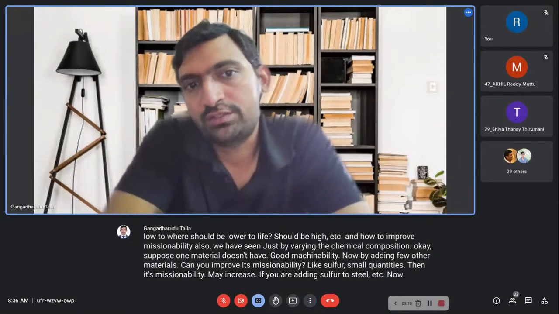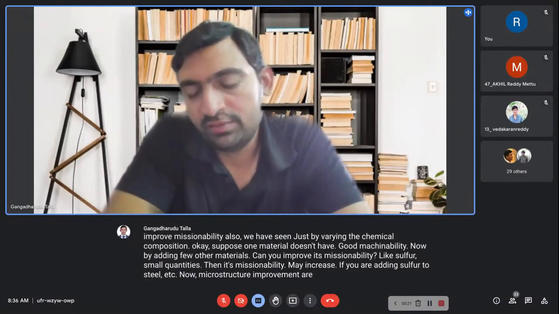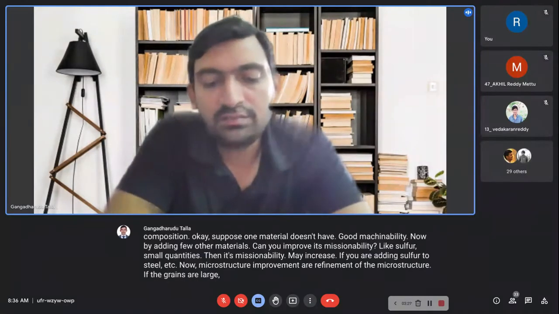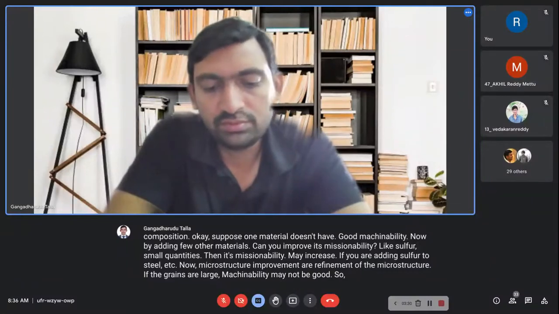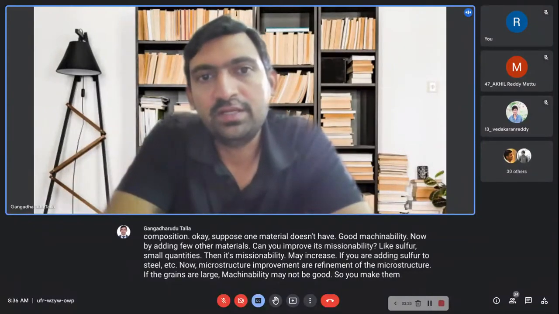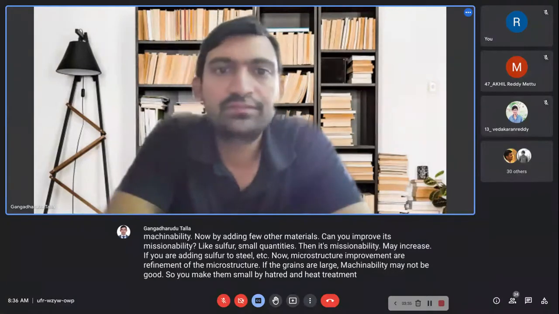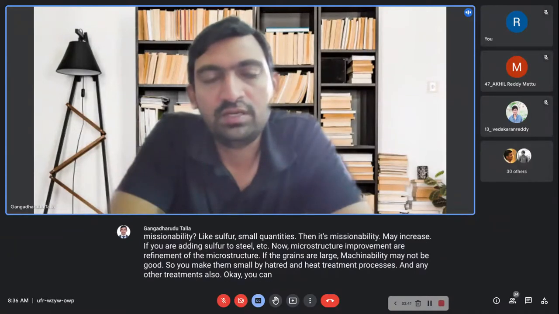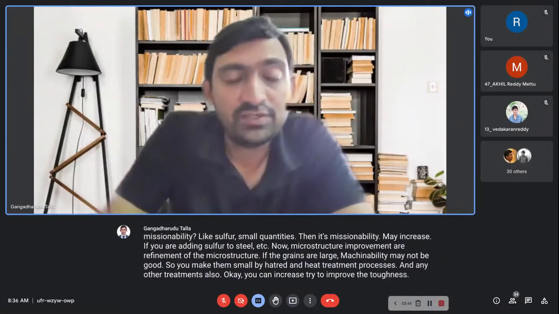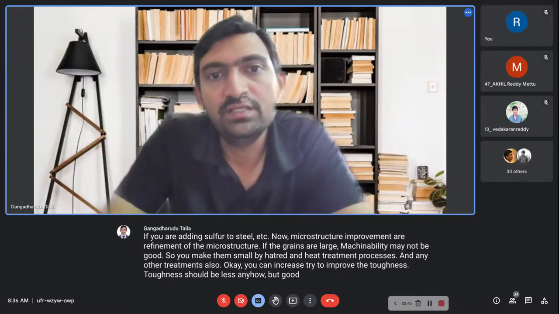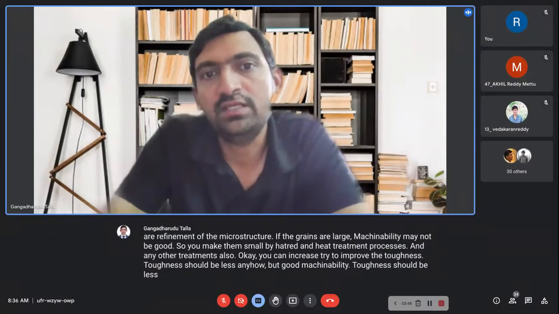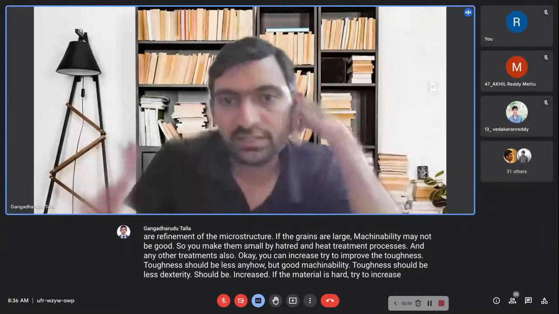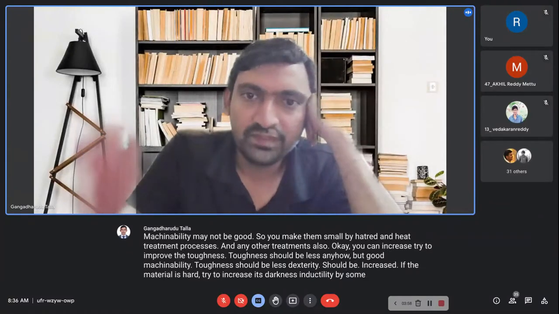Now, microstructure improvement or refinement of the microstructure. If the grains are large, machinability may not be good, so you make them small by heat treatment processes and any other treatments also. You can try to improve the toughness. Toughness should be less for good machinability. Ductility should be increased. If the material is hard, try to increase its ductility by some heat treatment process, etc.